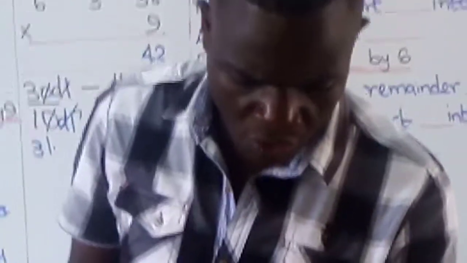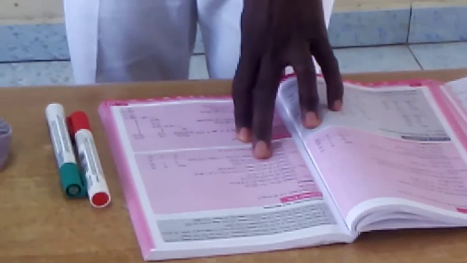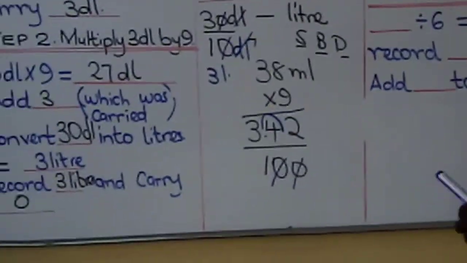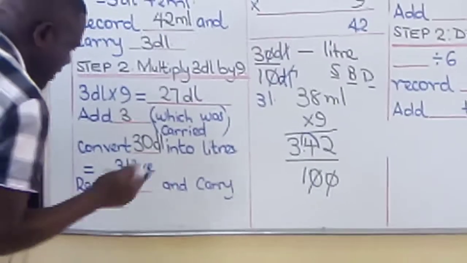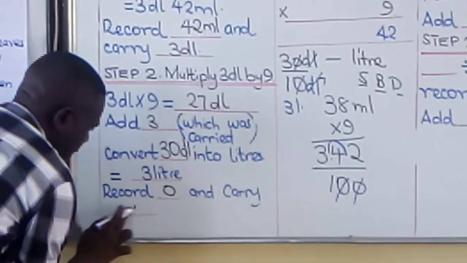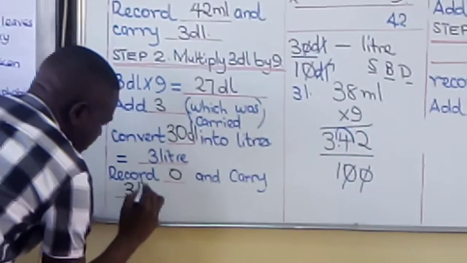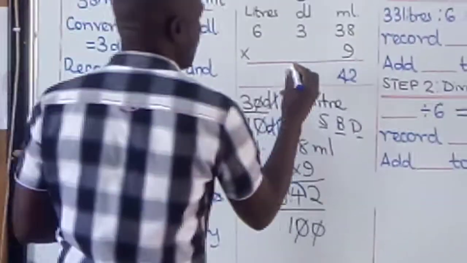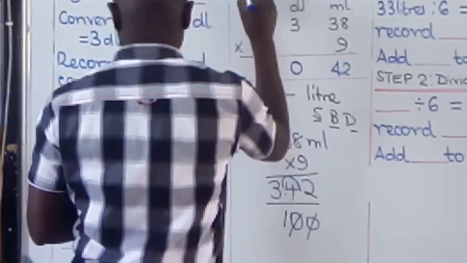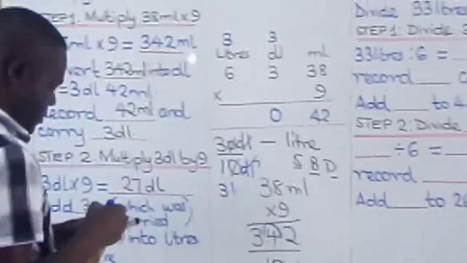And so we record, let me confirm a little bit here. We have converted and we have 3 liters. And we record 0 and carry 3 liters, correct? 3 liters is supposed to be carried. We record 0 and carry 3 liters. Sorry for the hitch. So we are recording here 0 deciliters. We are carrying 3 liters, right?